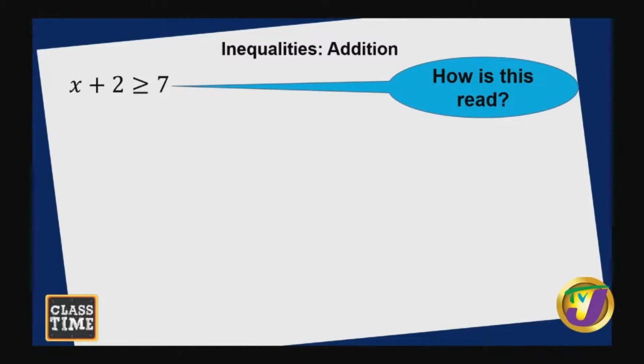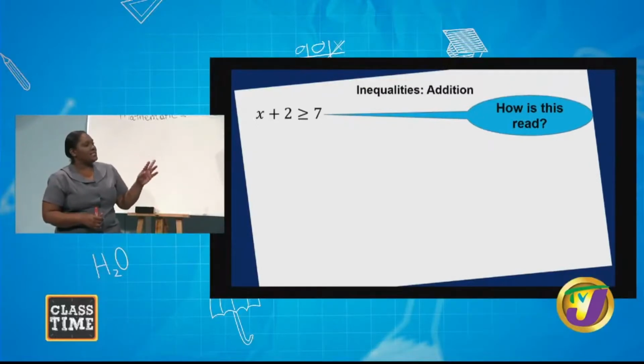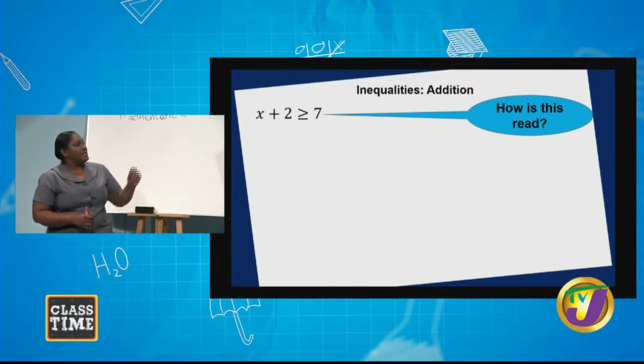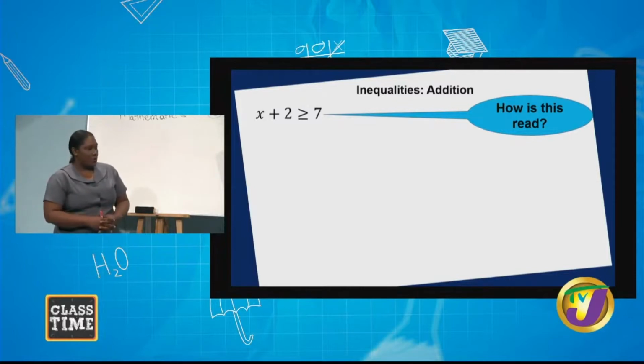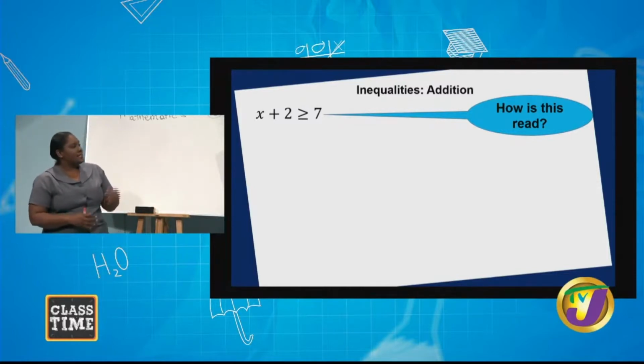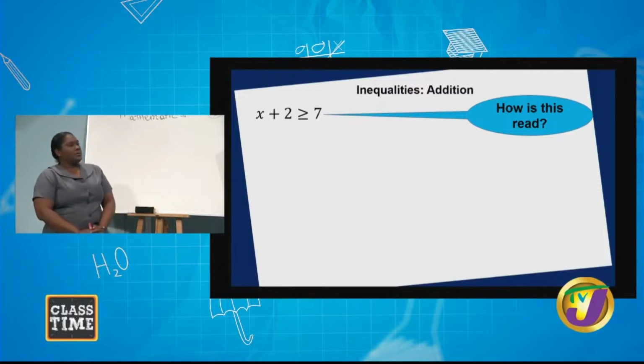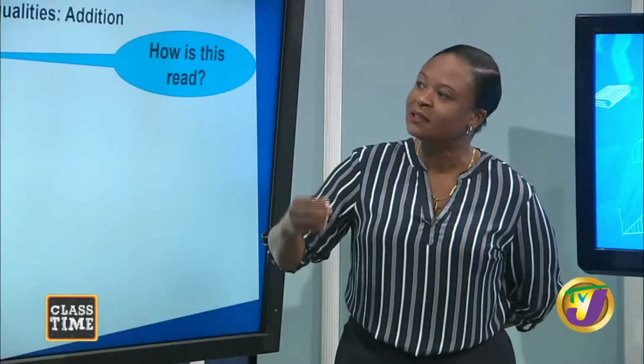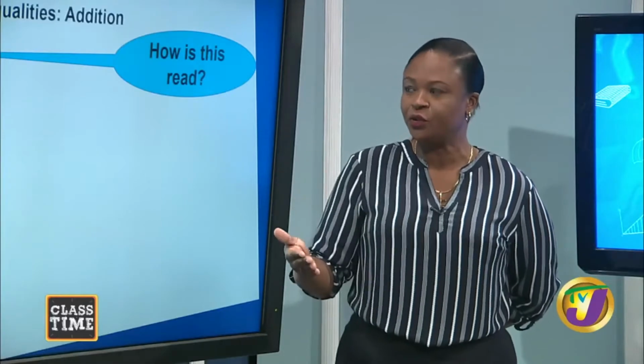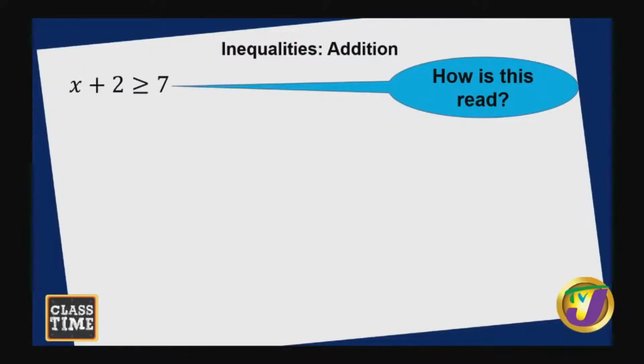We would be looking at the inequality signs, and we can identify that one of those signs falls in this inequation, and it is the greater than or equal to sign. Hence, that inequation is read x + 2 is greater than or equal to 7. Some would say x added to 2 is greater than or equal to 7.